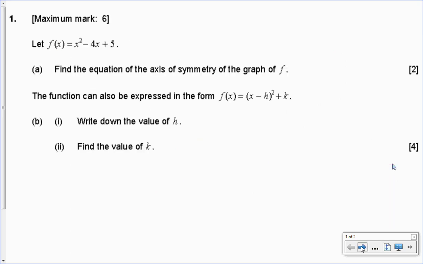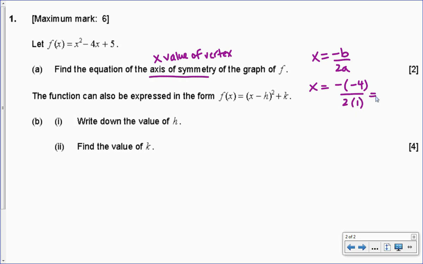The way this might look on an exam question, x squared minus 4x plus 5 is the function. First thing it asks us to do here is find the equation of the axis of symmetry of the graph of f. The axis of symmetry goes through the x value of the vertex. X value of vertex, so we have a formula for that. So to get the axis of symmetry, we use x equals negative b over 2a, which for this function is x equals negative negative 4 over 2 times 1. Negative negative 4 is positive 4, divided by 2 is 2. And so the equation of the axis of symmetry is x equals 2. It's important that because it's asking you for an equation, we give our answer as an equation of a vertical line. So x equals 2.